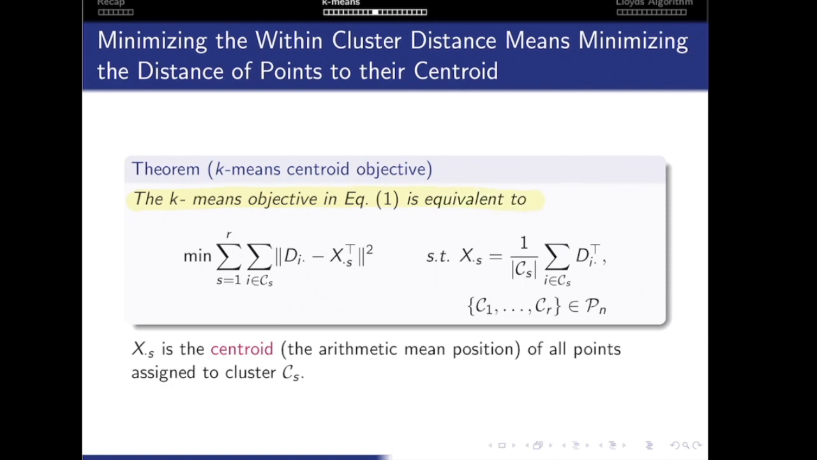And like in the previous definition of the objective, we minimize here over all clusters, which create a partition of the data set. Here we sum over all clusters, so S is an index of a cluster, and then for every cluster we sum the distance of a point to its centroid. And XS, the centroid, is defined as the arithmetic mean position of all points. So we sum over all points in one cluster and divide it by the number of points in the cluster.